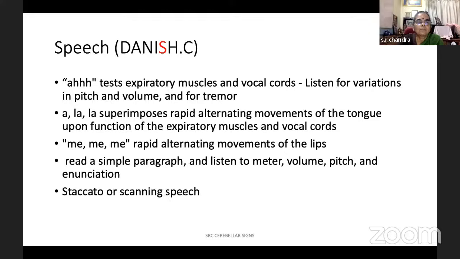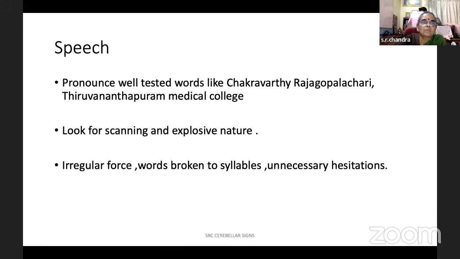Then we will come to speech and language. You know that you have the staccato speech, scanning speech, which can be seen in spontaneous speaking, or you can put various muscles into activity by telling the patient to pronounce different kinds of sounds, ah, la, me. So that tests the lip muscle, and each muscle will check the speech expression through the various muscles.